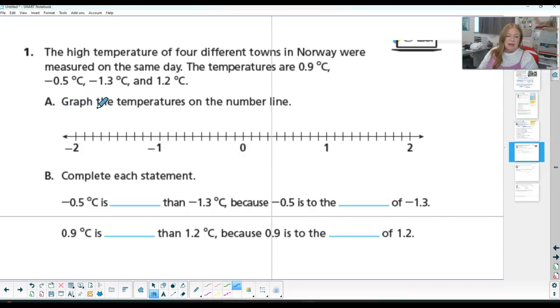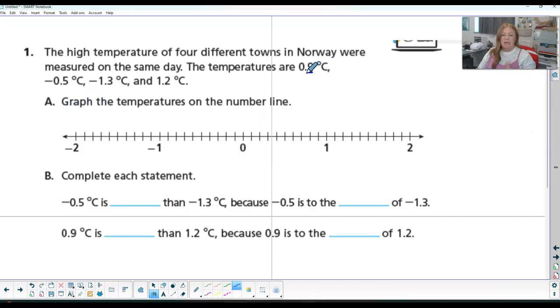So first we're going to graph these. We know we're working in tenths. There's 10 in between each of these. So this is not a whole one yet, but it's very close to it. We're going to go 9/10 over. Right next to the 1, we have 0.9. It's nice to label them so you know what they are.